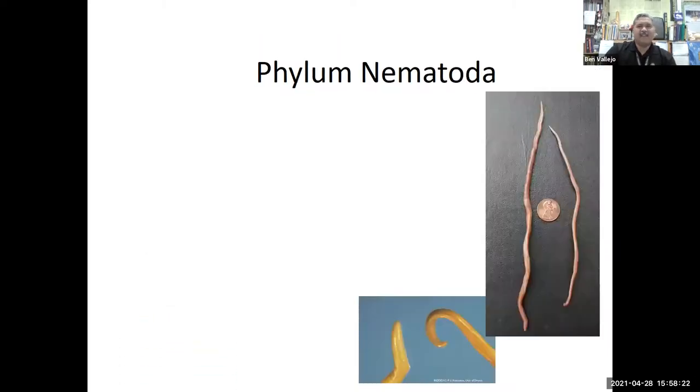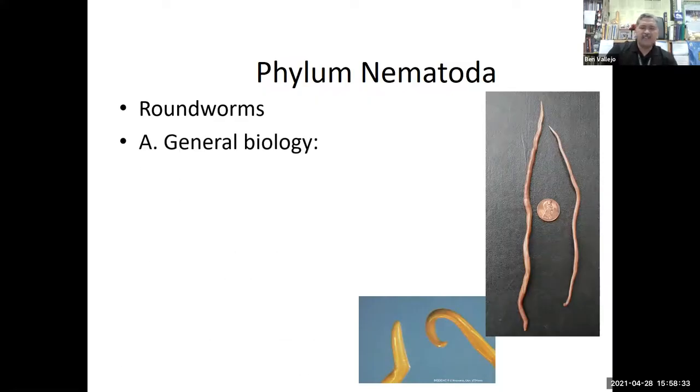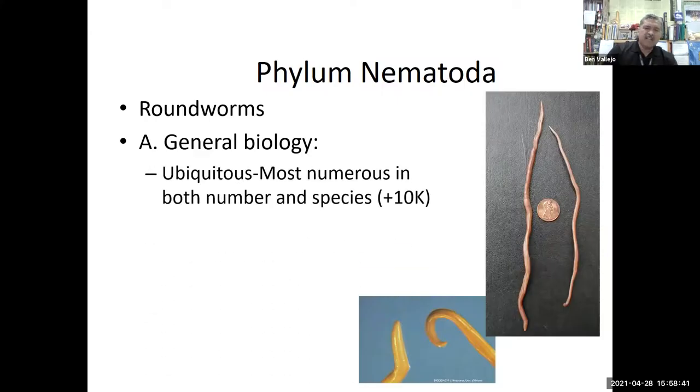All right. The second major group is the Nematoda, and the Nematoda are the roundworms. You can see on the right, there's a roundworm called Ascaris, and the bottom picture is of the hook, and these are called the hookworms. But before I get into that, these worms are ubiquitous. That means they're found just about everywhere. They're the most numerous in both number and species of all the worms, 10,000 different species of these worms.